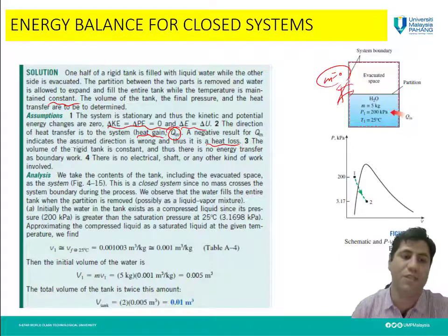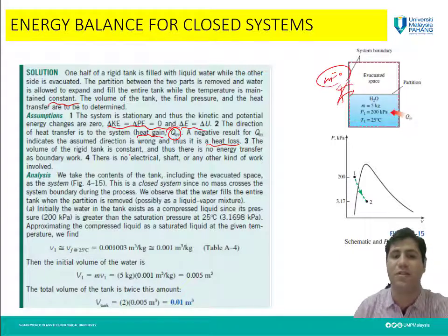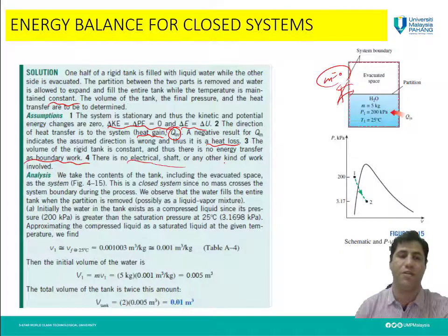The third assumption is the volume of the rigid tank is constant according to the question, and thus there is no energy transfer as boundary work. If you notice here, we don't have any boundary work. And there is no electrical, shaft, or any other kind of work involved as well, as you can see according to the example or question instruction. We can have this assumption.